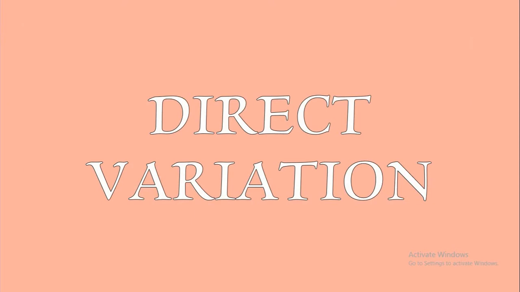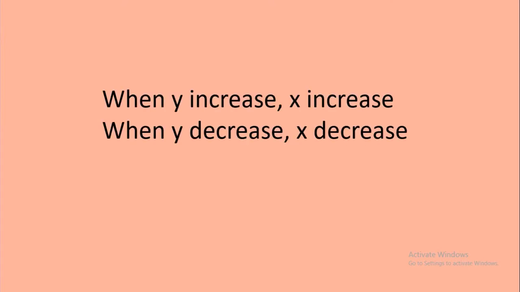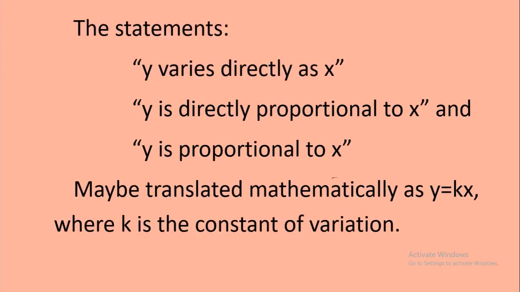Ano nga ba ang direct variation? So dito, meron tayong dalawang variable which is y and x. Kung saan, kapag si y ay nag-increase, si x dapat ay also mag-i-increase. Kapag naman si y ay nag-decrease, si x ay dapat mag-decrease. The statements y varies directly as x, y is directly proportional to x, and y is proportional to x. Ito yung mga keywords or statement na nagsasabi na ang iyong variation is direct.